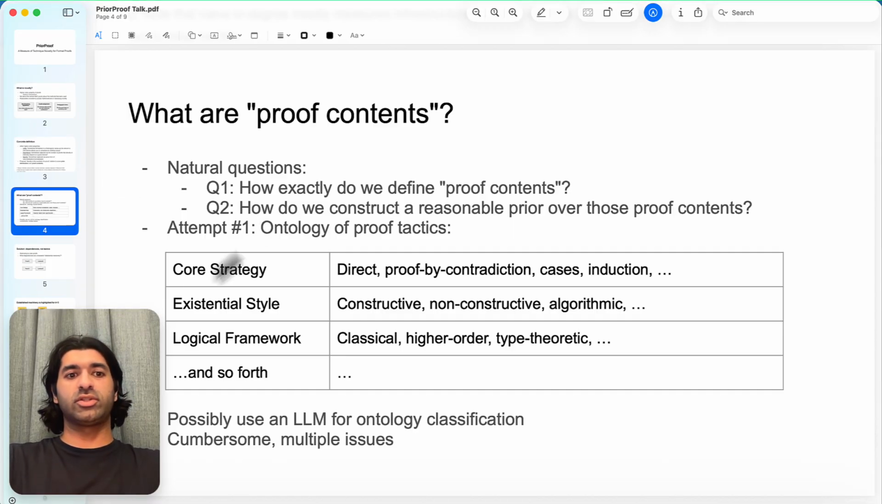And this was my first approach, to try to define what is the core strategy of the proof, what is the existential style, what are all these different properties of the proof. And then you could imagine using an LLM to classify each of the proofs in the corpus or classify an unseen proof. But I think that opens you up to a bunch of disputes about whether the ontology that you defined is actually reasonable, because now the novelty of a statement is a function of that ontology. And people might have disputes about whether a proof was actually correctly classified within the ontology. And there's just a bunch of human subjective elements that come into play if you approach it this way.